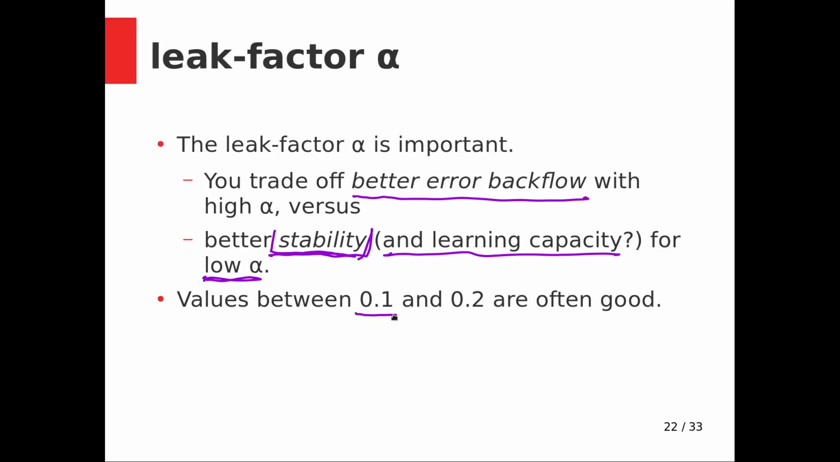In practice, values between 0.1 and 0.2 are probably good. I think TensorFlow's default is 0.3. I don't know how they picked that. Maybe they have good reasoning behind it. I would prefer to be a little bit lower so that we're a little bit closer to that ideal ReLU.